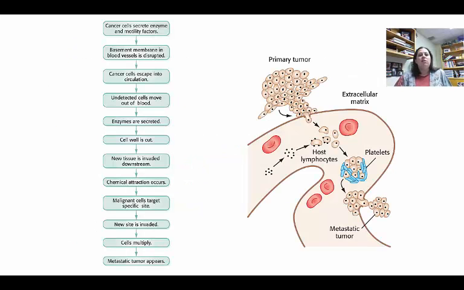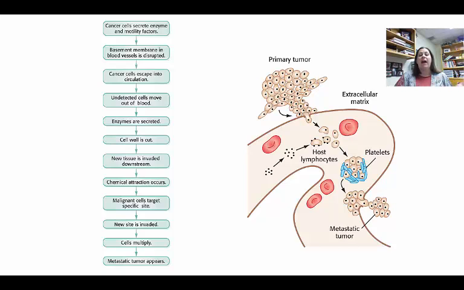Now also, if you look here, this shows you kind of a timeline or progression of what starts to happen when cancer is spreading. It's going through that process of metastasizing. So cancer cells will secrete enzymes and motility factors. The basement membrane in the blood vessels is disrupted. Cancer cells will then escape into the circulation. Once they gain access either into the lymph vessels or the blood vessels, they can pretty much travel anywhere they want. This gives them a highway to go pretty much anywhere in the body.